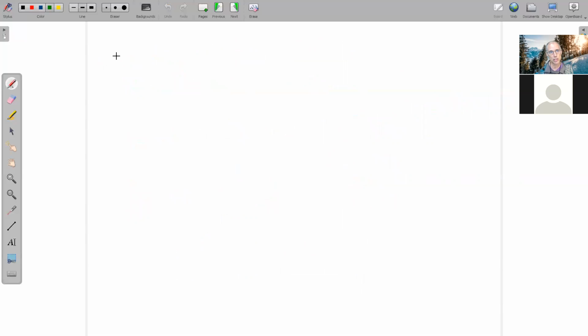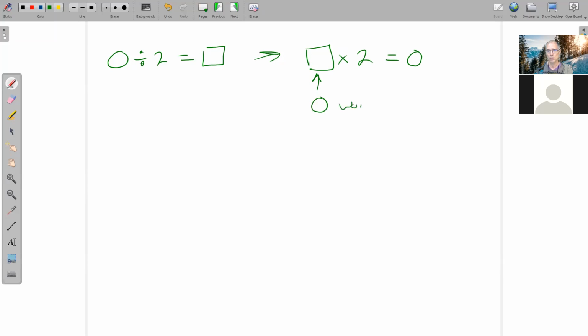Like go back to the 0 divided by 2 equals what? So the missing factor model says rewrite it backwards. What times 2 equals 0? Well, I think it's pretty clear that the answer there is 0. 0 works fine. 0 times 2 is 0. So I can have 0 as the dividend, that's okay. When it's the divisor, I have a problem. So that brings me to case 3.